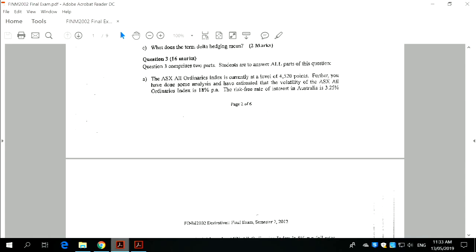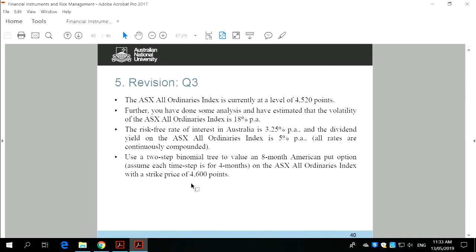Now the third question, let's have a look at the third question. The third question says, the ASX ordinary index is currently at a level of 4,520 points. And also you have done some analysis and you estimate the volatility on the ASX is 18%, risk-free rate is 3.25%, dividend yield on the index is 5%. So all of the rates are continuously compounded. The question says use a two-step binomial tree to value this 8-month American put option. Okay, so assume that each time step is 4 months, and the option has a strike price of 4,600 points, right?